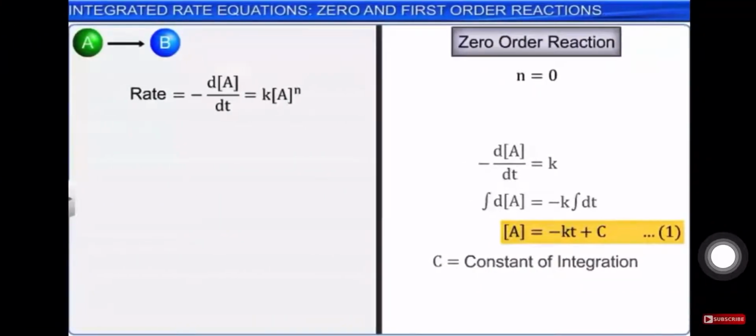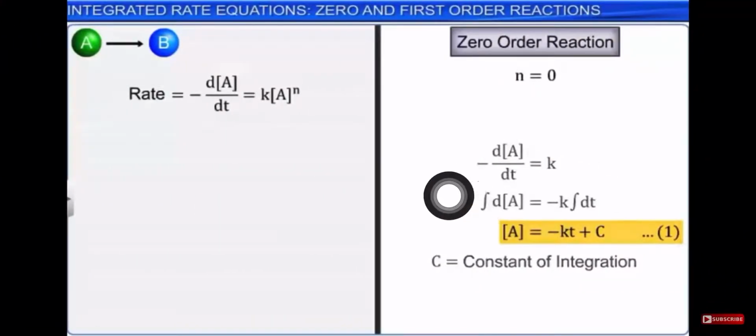If we put n equal to 0, then our equation will become minus d concentration of A upon dt is equal to K. Here we have concentration of A raised to n, which is 0, so this will become 1, and that's why we write down only K. Anything raised to 0 is 1, we know. Anything raised to 0 is not 0, it is 1. So we get K into 1, that is K.